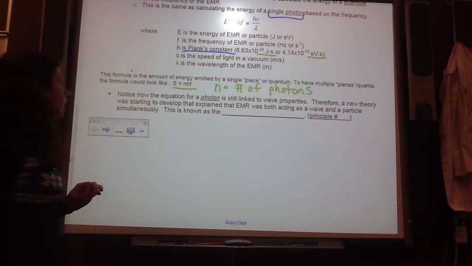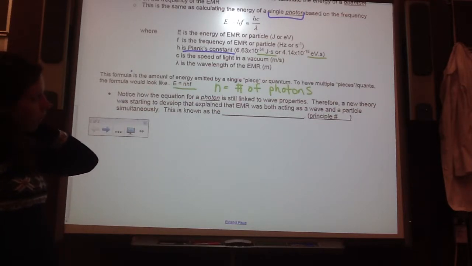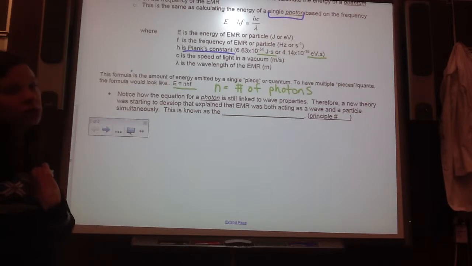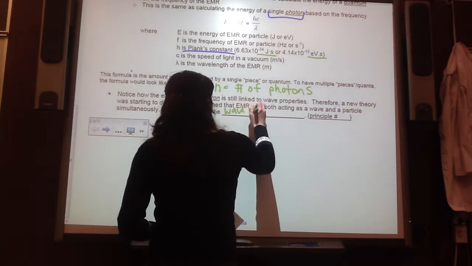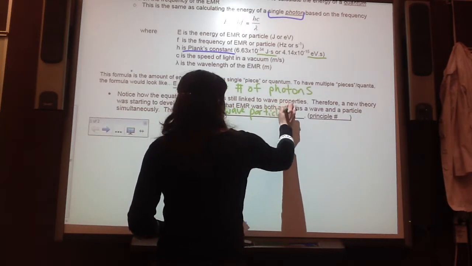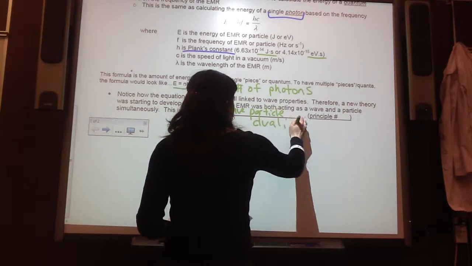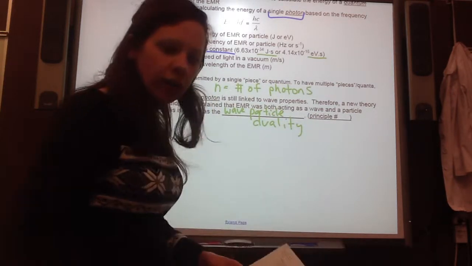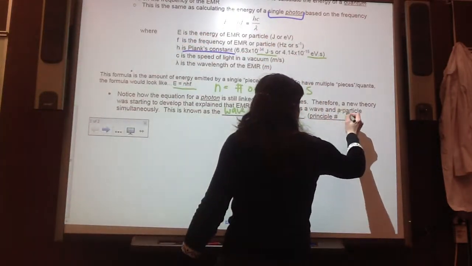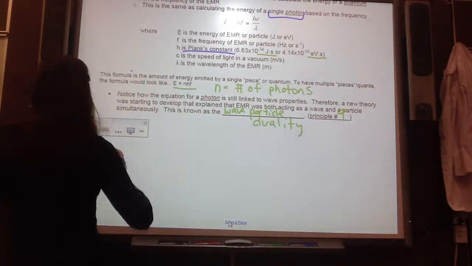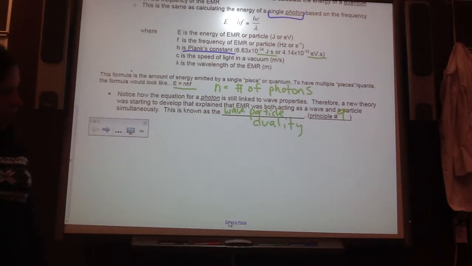Therefore, a new theory was starting to develop that explained that EMR was acting as both a wave and a particle simultaneously. This is known as the wave-particle duality, which, if you look on your data sheet, is number 9 on physics principles. If you're asked questions that involve both particle and wave-like properties of EMR, that is principle 9. So let's do a couple examples.